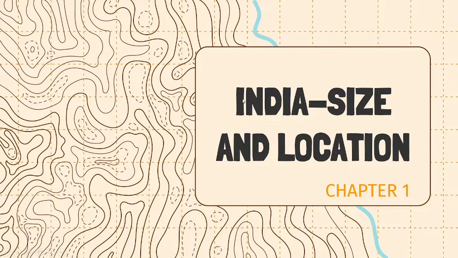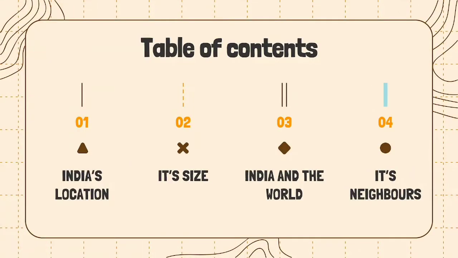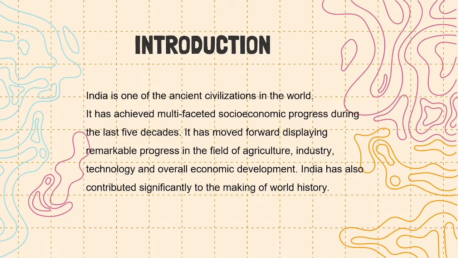Hello students, in today's class we are going to see Geography NCERT class 9th first chapter, India, Size and Location. This chapter is a very small chapter which covers 4 important topics. They are India's location, its size, India and the world and its neighbors. So in the introduction, we'll see how India is located and it is having a remarkable progress in various fields.